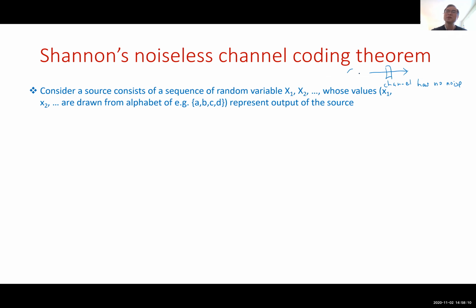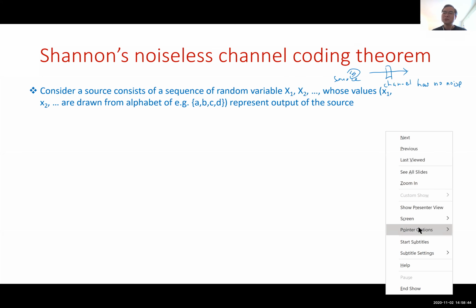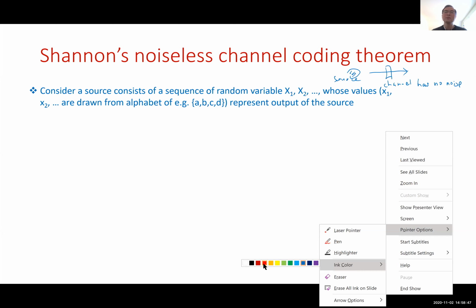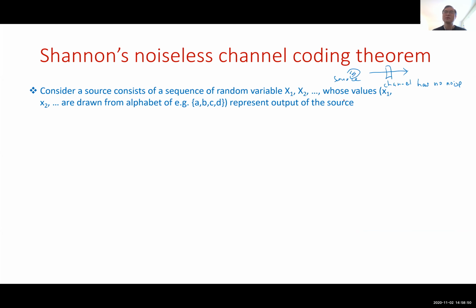But then there's a source that emits these bits or variables. So we'll consider a source which consists of a sequence of random variables x1, x2, etc. This is the symbolic notation for the random variable, and the values are usually indicated by a lowercase x1, x2, etc. And they're drawn from an alphabet, a set of symbols, for example, the ABCD that we used in the previous example to represent the output of the source.